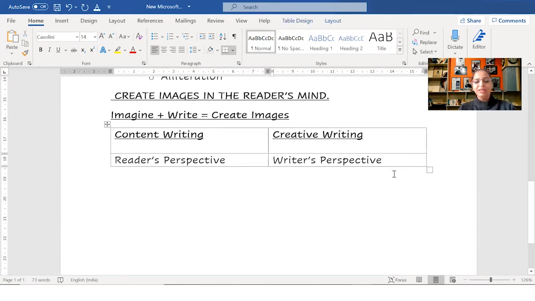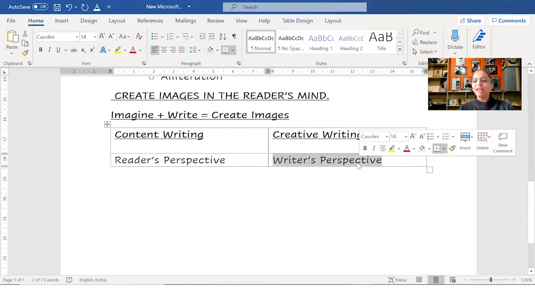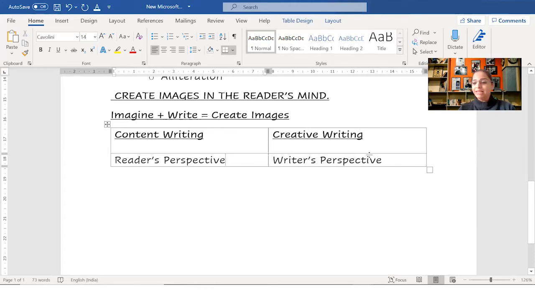Okay, so that is called the difference between content writing and creative writing. This is called the reader's perspective, and this is called the writer's. This is always the writer's perspective. Always think about what you are imagining before you write something. And here in content writing, you always think about the target audience first, and then you decide the content, the language. Here, the simple language, crisp, clear, catchy sentences.